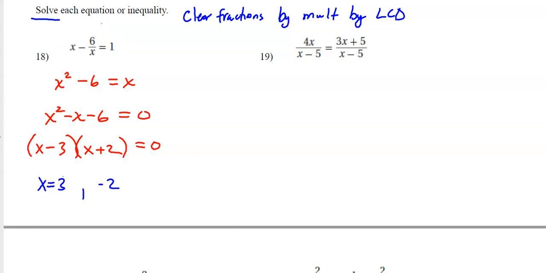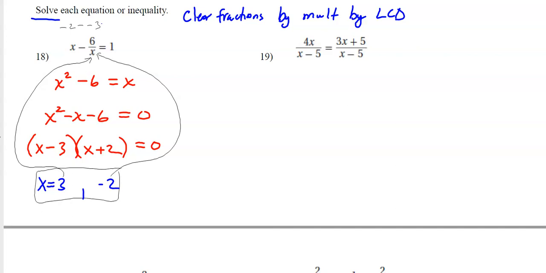So I check this 3 and I put it in. Yeah, 6 over 3, that's 2. It's all good. 3 minus 2 is 1. Check the negative 2. Put him in there. 6 over negative 2, well, that's negative 3. A negative 2, take away a negative 3. Yep, that's 1. They both work. No problems. This one has 2 solutions. All right. Next one, over here on the right.